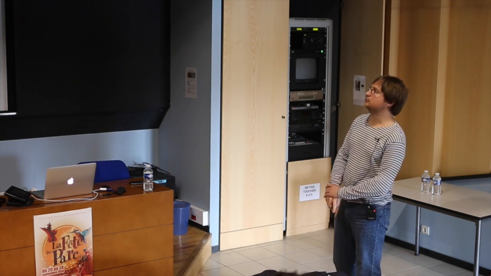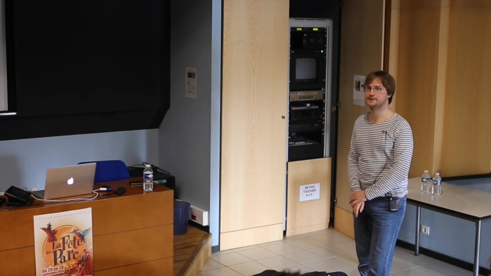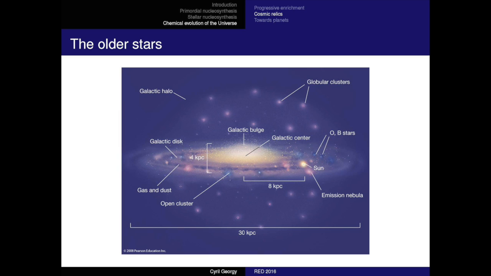So we can try to check this by finding the oldest stars of galaxies, because the older stars are supposed to be the least enriched. So we can try to find this kind of stars to check the evolution of the chemical composition of our own galaxy, for example. The older stars are mostly found in what we call the galactic halo.